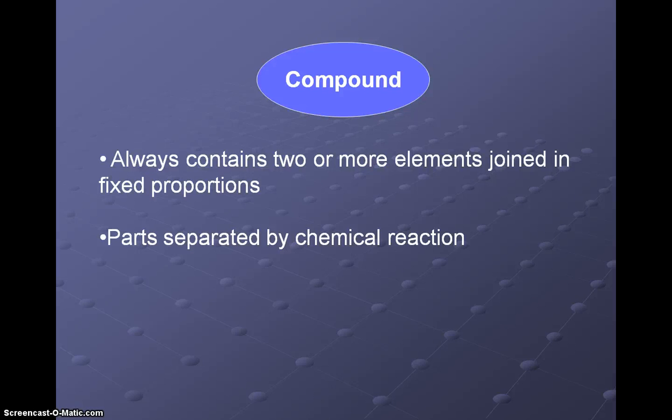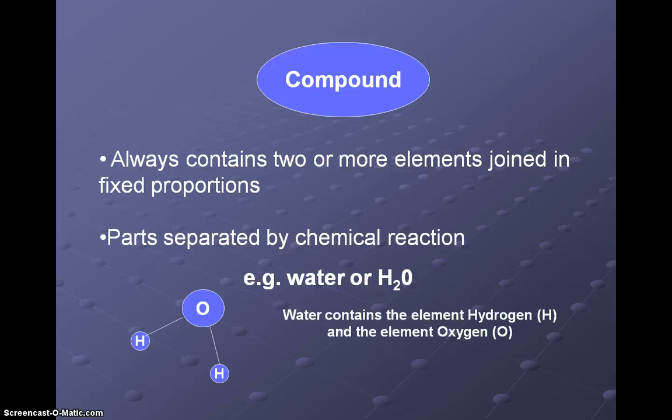The only way that you can separate the elements in a compound is by undergoing a chemical reaction. You can't heat it up, you can't break it up, you can't grind it up. A basic example of a compound is water. Everybody knows the chemical formula for water is H2O, because it has 2 hydrogens for every 1 oxygen. So it's in fixed proportions. You can see here the water molecule, 2 hydrogens for every 1 oxygen.